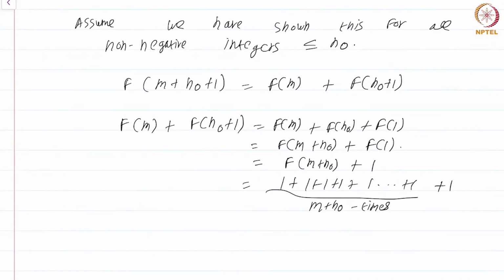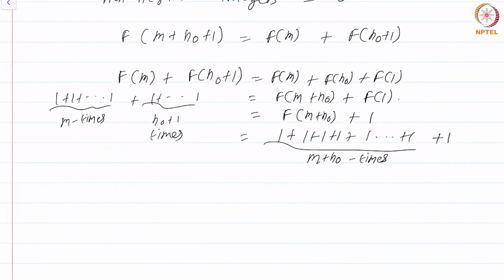We can argue informally also by writing f of m as 1 plus 1 plus 1 plus 1, m times, and f of n naught plus 1 as 1 plus 1 plus 1 plus 1, n naught plus 1 times, and see that it is equal to the LHS also. But the formal argument with the induction is needed to make this mathematically precise. Now, I leave the negative cases as an exercise.